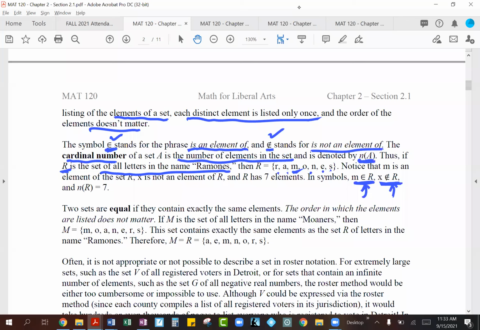So remember, your cardinal number, n of A, in this case would become n of R because we're looking at the set of Ramones. And of course, you have 7 letters in there. So the cardinal number for the set of Ramones is going to be 7. So it's just how many elements a set includes.